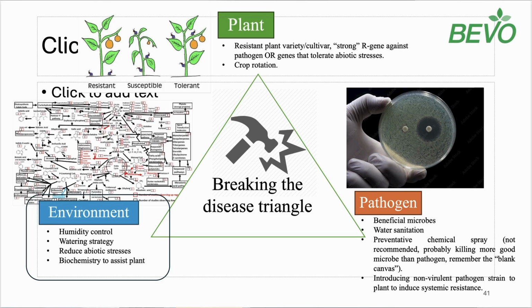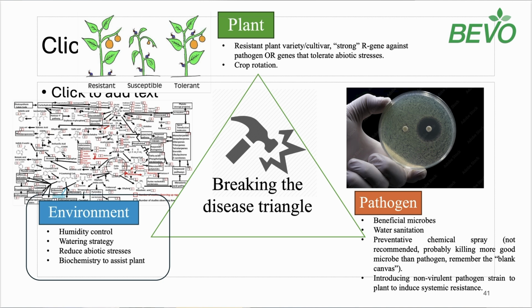So back to the disease triangle. What do we, as a production grower, need to do? We need to break the disease triangle. We want to stop the disease. What we can do is work through these 3 different factors of the disease triangle. From a plant perspective, we can introduce a resistant plant variety or cultivar, or a strong genetic origin against the pathogen, or a gene that can tolerate abiotic stresses. Or you can do crop or cultivar rotation, which is also a good method.